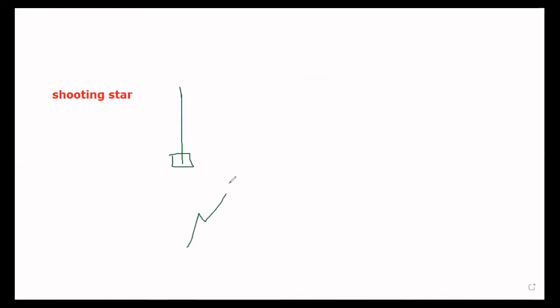So this means when the market is going up, a shooting star will appear, then the market will start moving down. So the shooting star is a bearish reversal candlestick pattern. This means the market is being controlled by sellers. It's just the opposite of a hammer. Okay, so let's check on the chart.